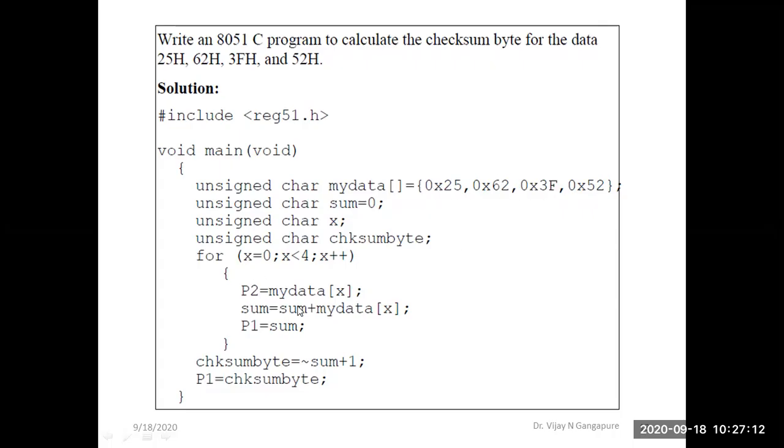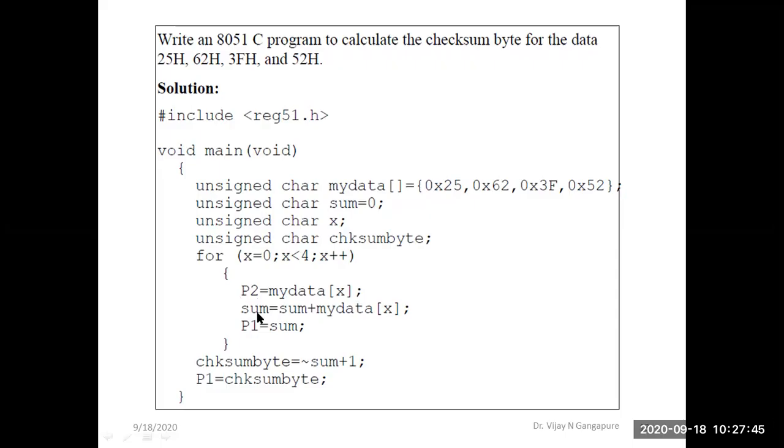First, in this loop, P2 = mydata[x]; This first statement simply displays the element from the mydata array. Initially the value of x is 0, so the first time these loop statements are executed, the first element in mydata, the hex number 25, will get displayed on port 2. This is just to view which element we are adding.